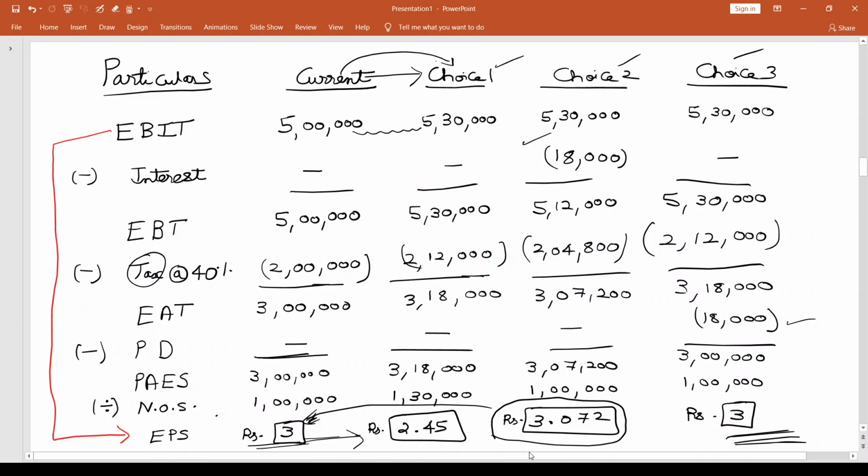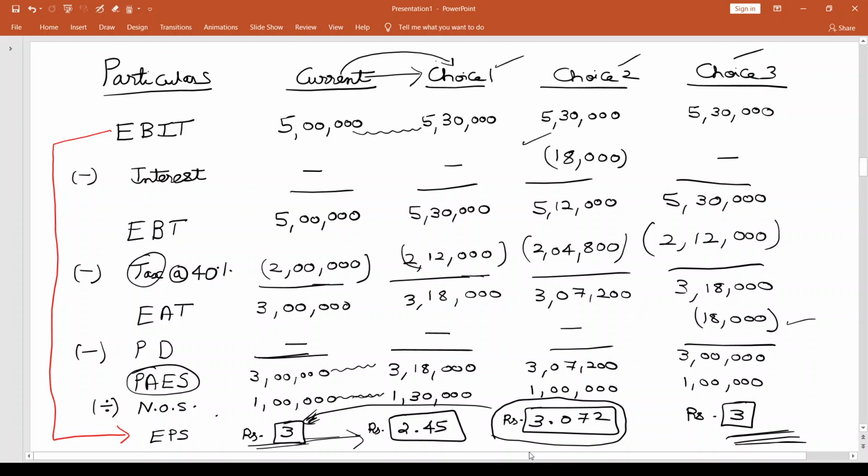But I should notice that there are more people coming to share my PAES now. So I have additional operating profits, but when it comes all the way down to PAES, profit available to equity shareholders, there are more people who are now sharing it. 1 lakh shares was sharing 3 lakhs, now 1 lakh 30 is sharing 3 lakh 18. So there is an increase in PAES I should feel happy about, but there is also an increase in the number of people who are sharing this.